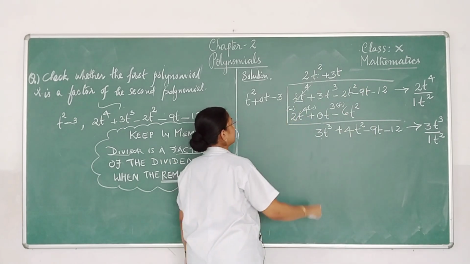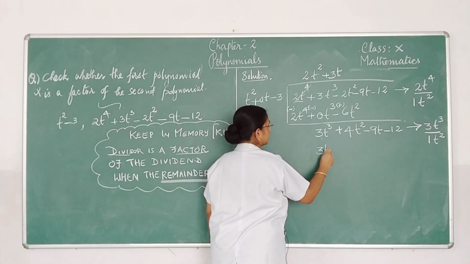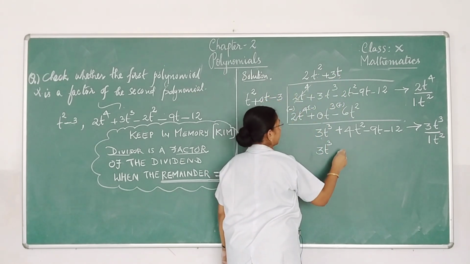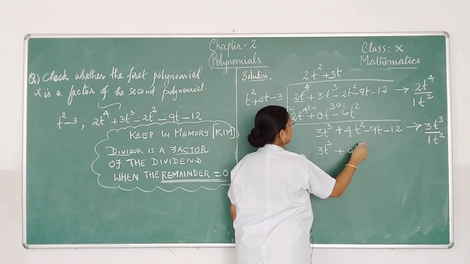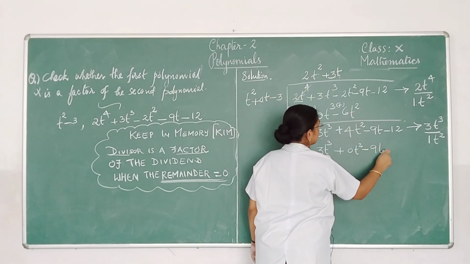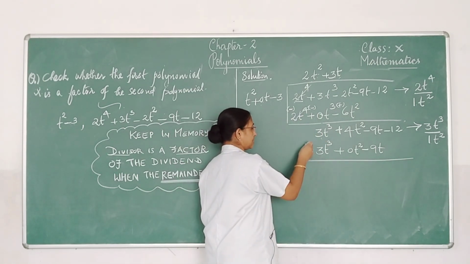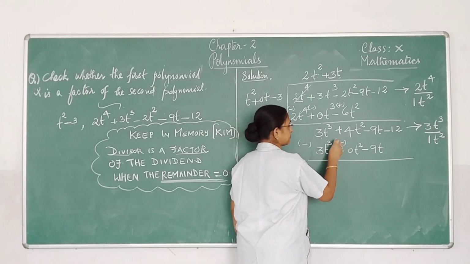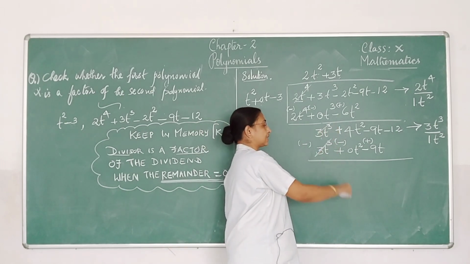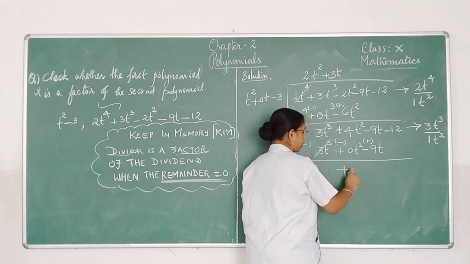Next you need to multiply 3t into t square, 3t cube. 3t into 0t, 0t square. 3t into minus 3, that is minus 9t. Again, we need to change the sign of the below expression. Plus becomes minus, plus becomes minus, minus becomes plus. So plus 3t cube minus 3t cube get cancelled. Plus 4 minus 0, plus 4t square.